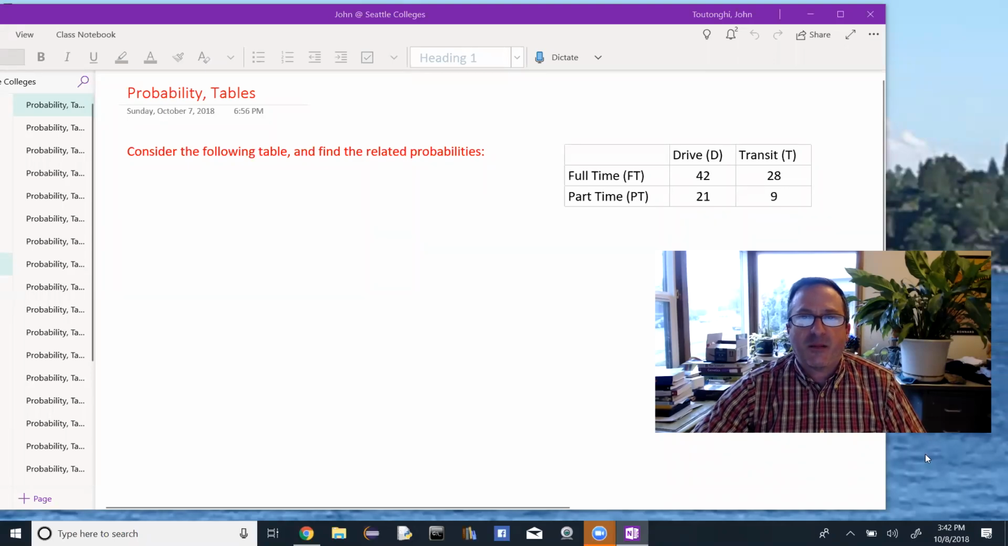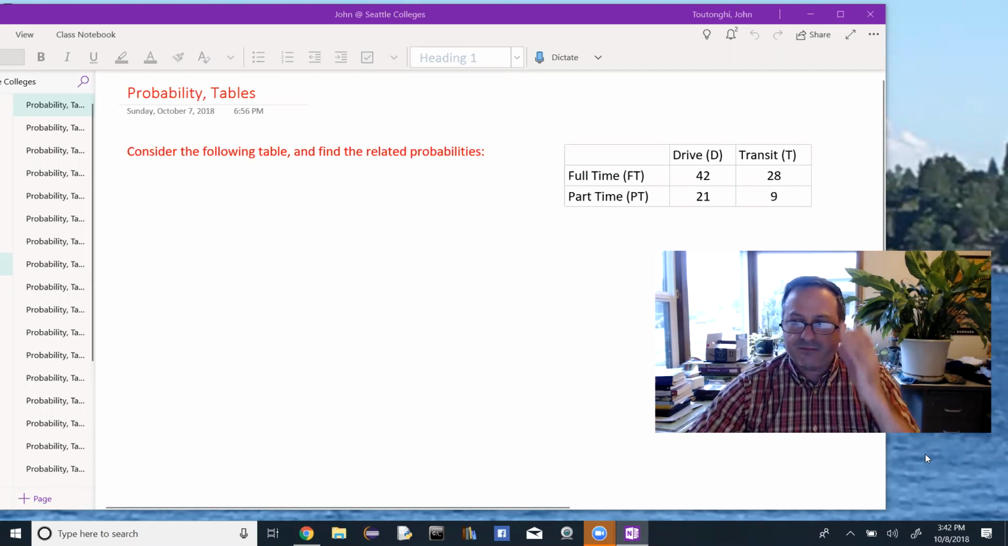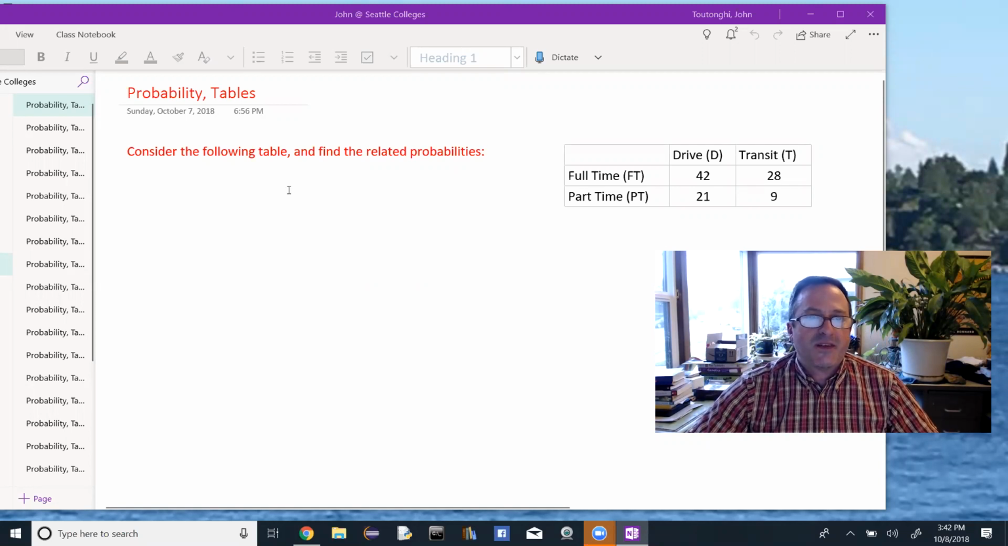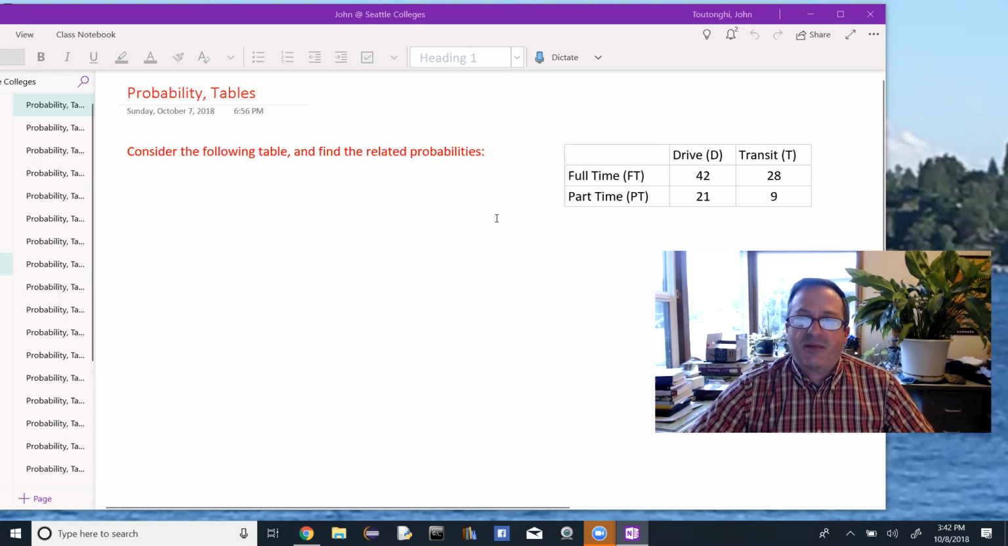Okay, so we're going to look at a probability example where we're given a table and we want to go through and find related probabilities. First, when choosing one person at random from the table, and then from choosing two people either with or without replacement at random from the table. Okay, so considering the following table, find the related probabilities.